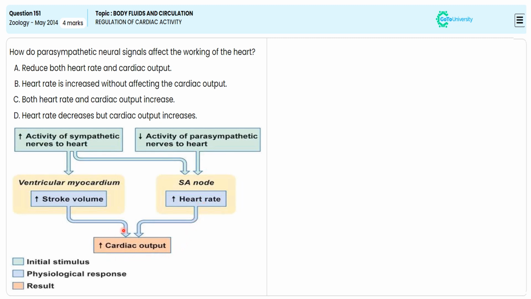output is increasing. If the sympathetic neural activity is very high, stroke volume is also increasing, cardiac output is also increasing. With this specification, we are choosing option A as the correct answer. Why? Because the parasympathetic neural tract always reduces the heart rate and cardiac output, unlike the sympathetic neural tract.